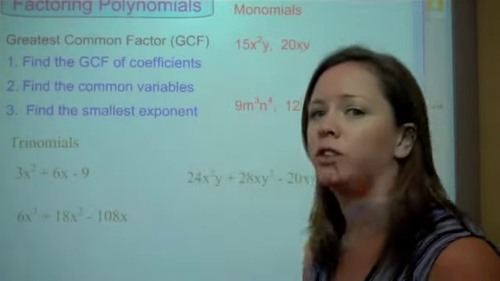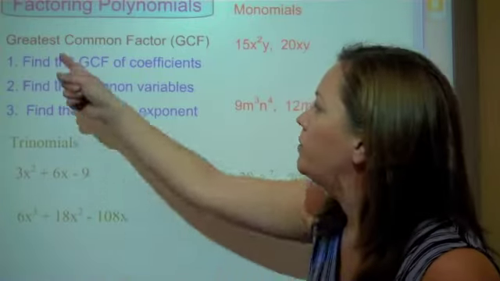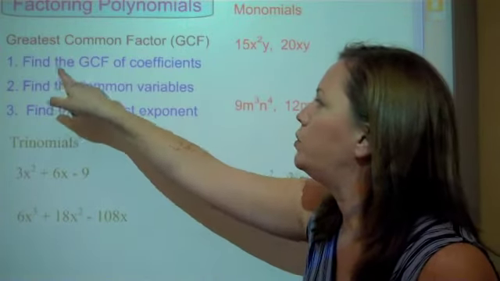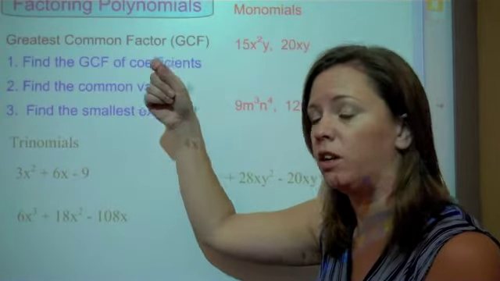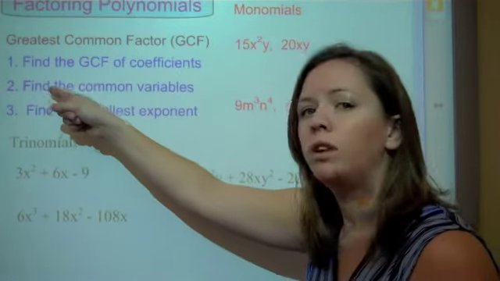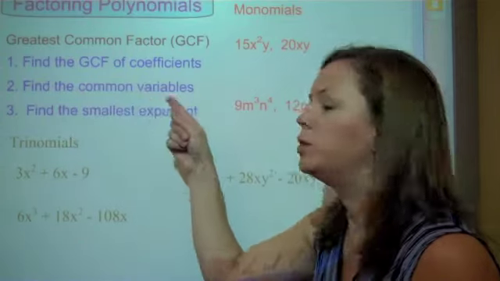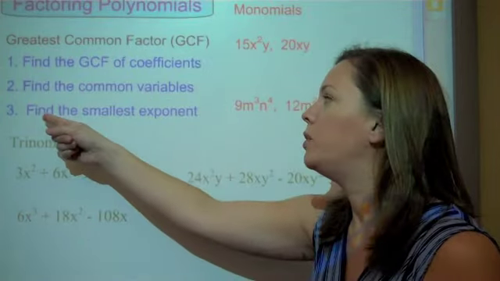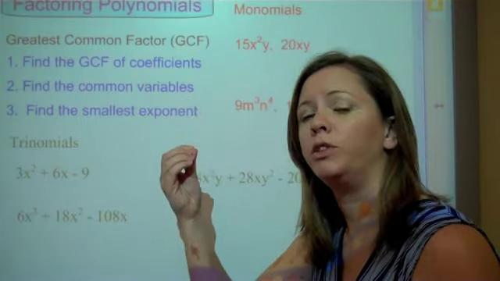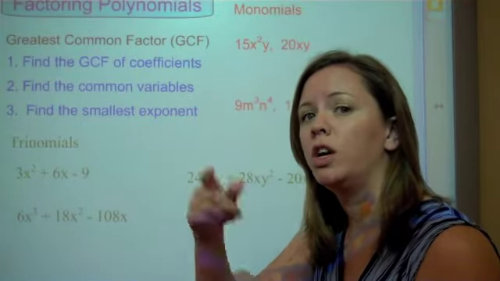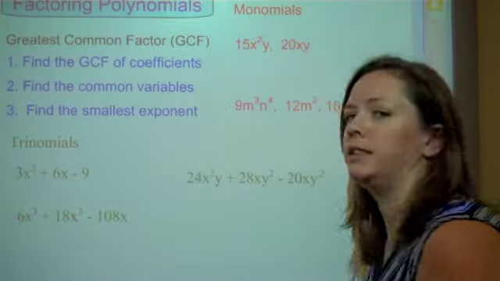So the first thing that you want to do when you're factoring any expression is find the greatest common factor of all of the terms. When you're finding the greatest common factor, first find the greatest common factor of the coefficients, the numerical part of each term. Then locate the common variables in each of the terms, and find the smallest exponent of those variables, and that's going to help you determine your greatest common factor of your terms.